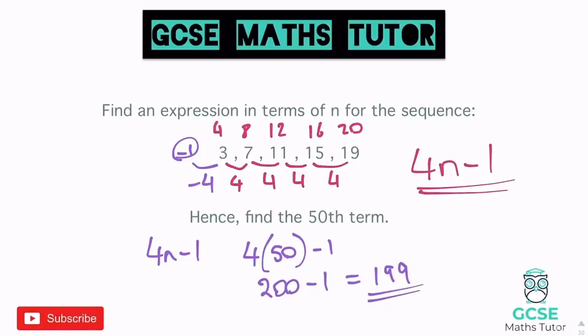Just thinking, if you didn't have this nth term, you'd have to just keep counting up from 19, so you'd go 23, 27 and so on, and you'd have to keep counting up to the 50th term, and it'd take you quite a long time. So this is a nice little shortcut for that.